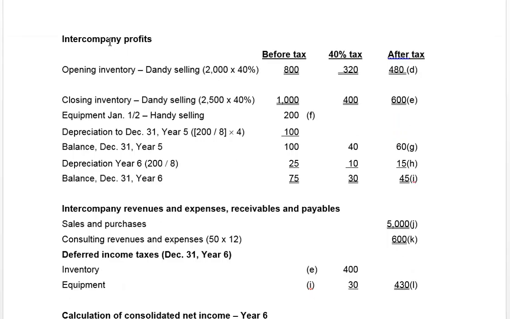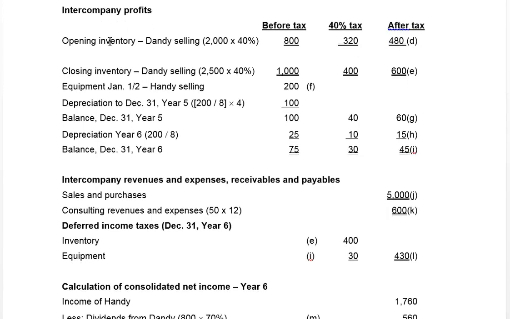Now, if we go to the next step, before we can calculate any consolidated net income, we should probably have a look at all of the intercompany transactions. And you'll know that the format we use is to look at before tax, tax, and after tax, because these intercompany profits are going to have an effect on income. So we want to know the pre-tax effect on income, the income tax expense effect, and our after-tax effect on net income. So let's begin.